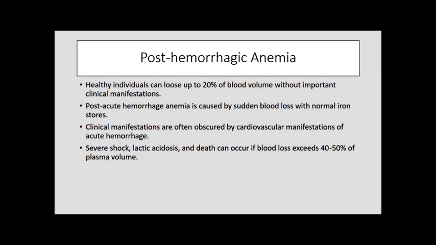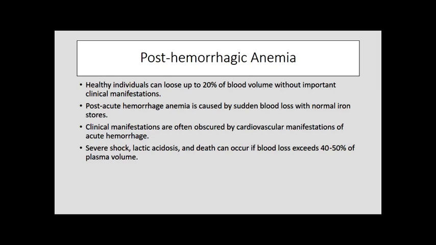Well, post-hemorrhagic anemia, that is the one that is easiest to understand. We are bleeding, we are losing blood cells. Notice that healthy people can lose up to 20% of the blood volume, that means 1 liter of blood, without having any important clinical manifestation. That's why we can donate blood. When we donate blood, we donate like half a liter, so we are donating like 10% of our blood volume. And we can lose up to 1 liter without any important clinical manifestations.